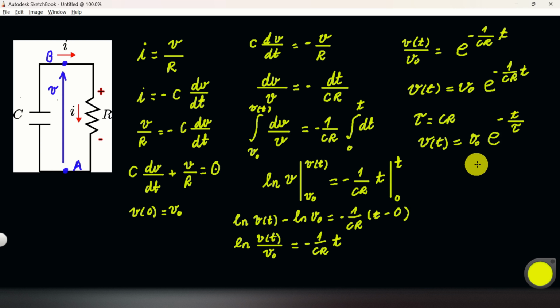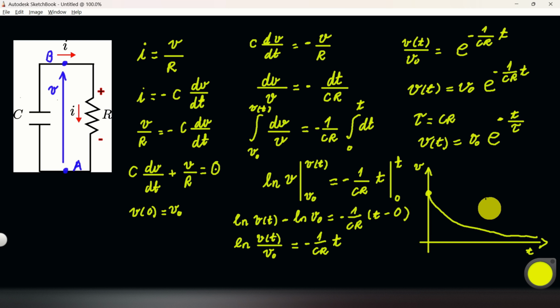Now, let's draw the graph of the function representing this response. What do we have over here? Well, we can see when time is 0, we are starting from V0. That is, we are starting from here. And since the exponential function with the negative exponent is a decaying function of time, we will have this type of behavior. That is, the voltage will slowly decay to 0. To compute the current, you simply need to divide the voltage by the resistance and you will get the current.